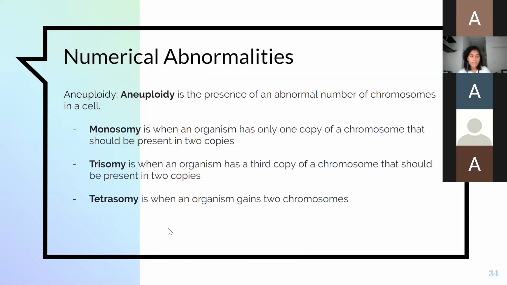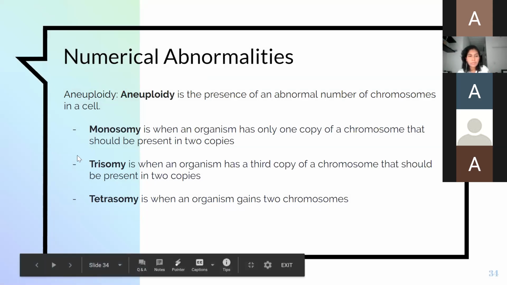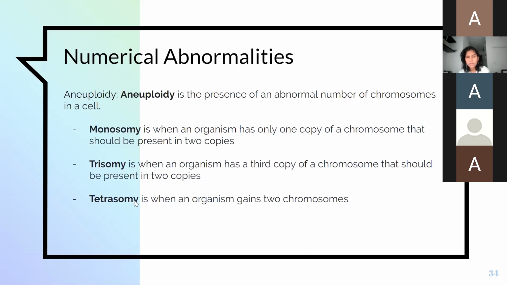So numerical abnormalities. Aneuploidy is the presence of an abnormal number of chromosomes in your cell. This can be either monosomy, trisomy, or tetrasomy. Monosomy is when an organism has only one copy of the chromosome, and it should have two. And trisomy is when an organism has an extra copy of a chromosome that should only be present in two. Trisomies are generally more common. And tetrasomy is when organisms gain two chromosomes. That doesn't generally happen. It's more likely trisomy.